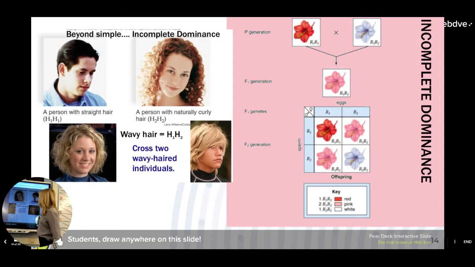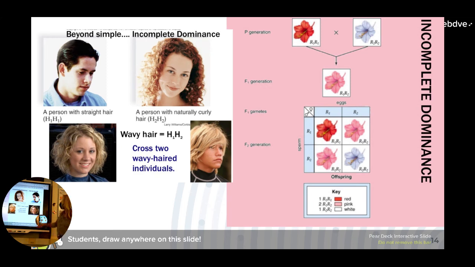Next, incomplete dominance. It's different from codominance because, with incomplete dominance, neither one really wins. It looks like an in-betweener, right? This is your black rat crossed with your white rat, and all the hairs are gray. Red flower crossed with white flower, and all the babies are pink, right?